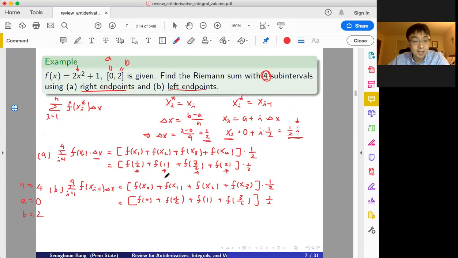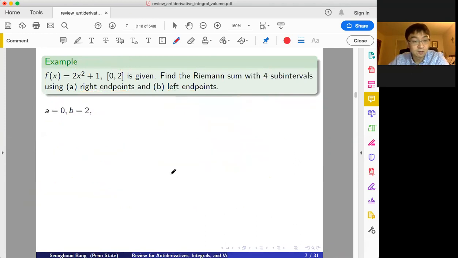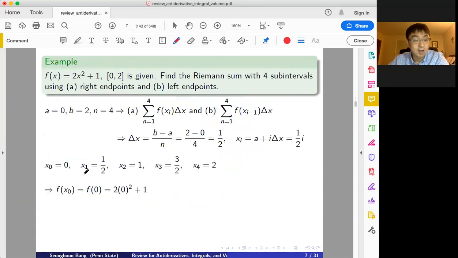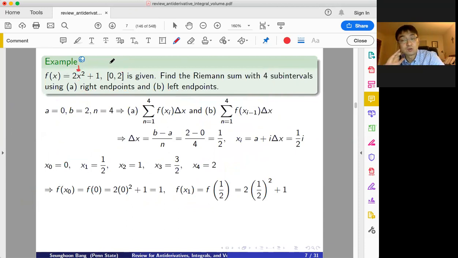So I can write more things here, like this. So we already have it. You can find f of x0. f of x0 is f of 0. You plug 0 into here. 2 times 0 squared plus 1 is 1. f of x1 is 2 times, plug here, the same, 1 over 2 squared plus 1. 1 over 2 squared is 1 over 4. 1 over 4 times 2 is 1 over 2. 1 over 2 plus 1 is 3 over 2.